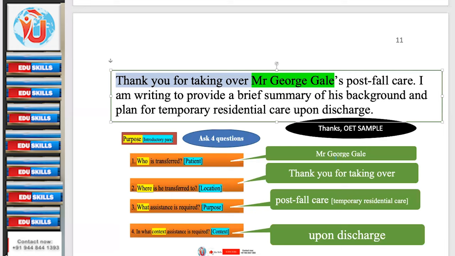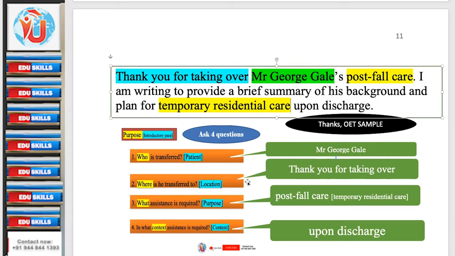And what assistance is required? Post-fall care. It clearly says this; it's not just saying he needs care. He needs post-fall care, which is again explained in: I am writing to provide a brief summary of his background and plan for temporary residential care. So you have the third, important question clearly answered: what is required. And in what context is assistance required? Upon discharge. The context is he is getting discharged from the nursing home, hospital, wherever. Okay. So you have an Airavata again here.